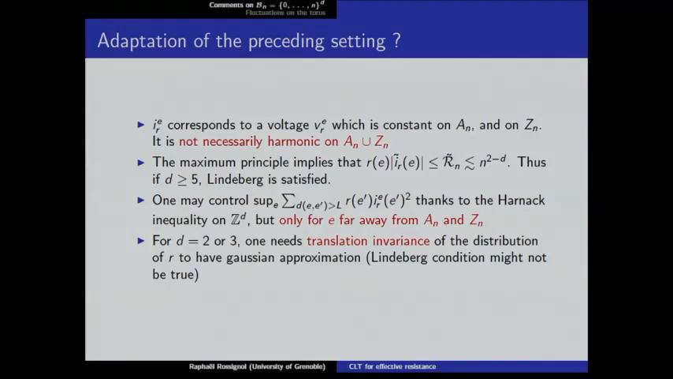Okay. A more important remark, maybe. Since I was on a general graph, I did not make any assumption on translation invariance. It doesn't have any sense. So my resistances were just supposed to be independent, not necessarily IID. In fact, on the box, if we only suppose that the resistances are independent, it is not necessarily true that we have Gaussian approximation.